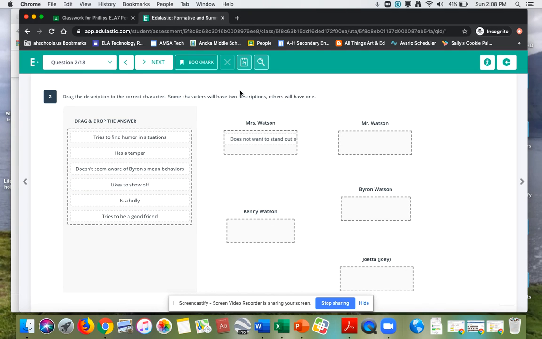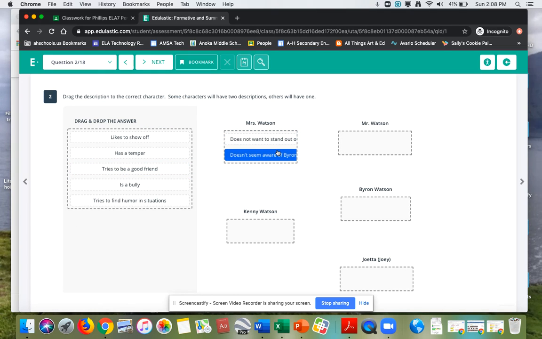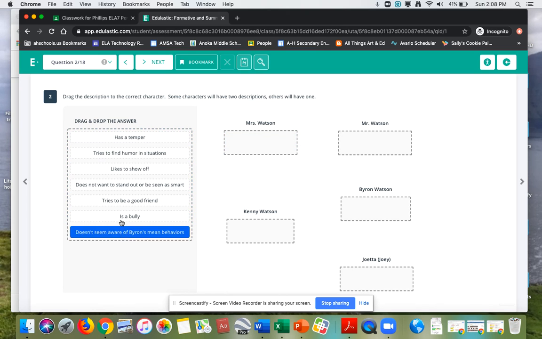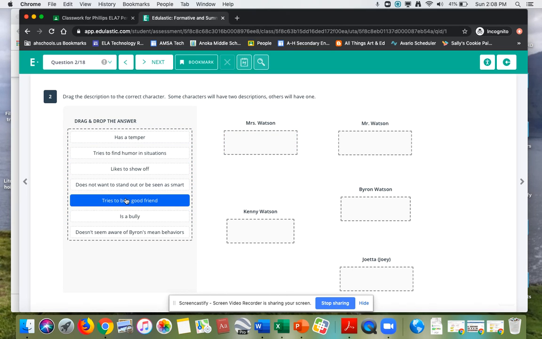Now it already says that there are some characters that have 2 things in here. So you can put 2 answers in one box. Yes, you will use all of these answers. So make sure that you do use them, and you need to know which character has 2 boxes.